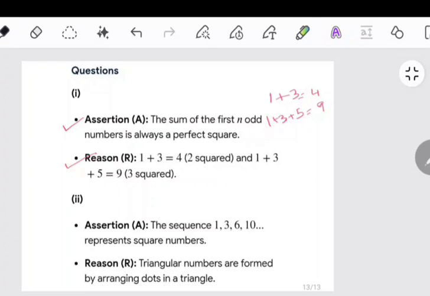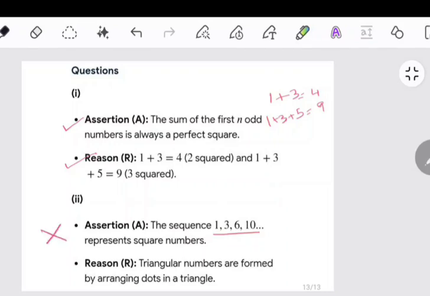Next one. Assertion: 1, 3, 6, 10 represent square numbers. Reason: triangular numbers are formed by arranging dots in a triangle. So, first the assertion: are 1, 3, 6, 10 square numbers? No, they are not square numbers. Square numbers are 1, 4, 9, 16, 25. These are square numbers. This is not a square number. These numbers are triangular numbers. So the assertion is not correct.